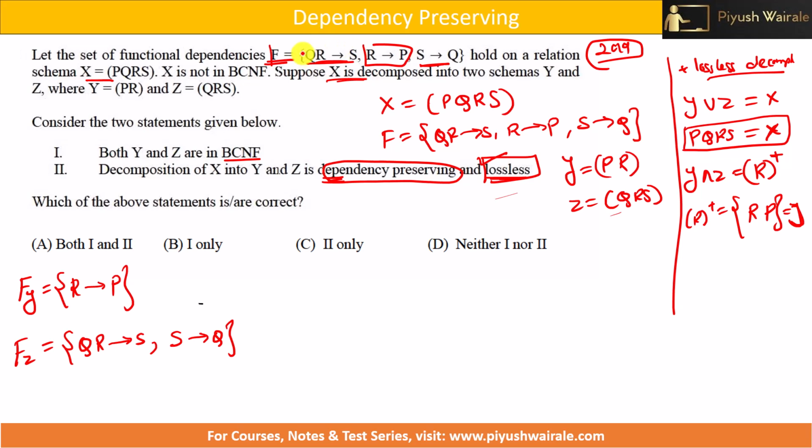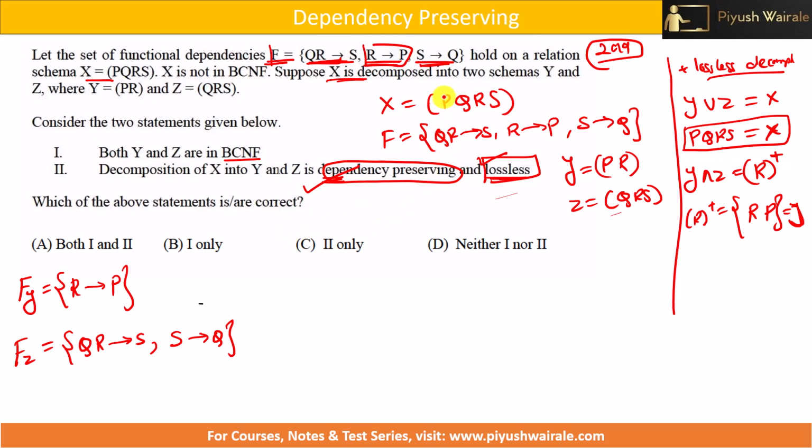So that's it. We have three FDs in the original functional dependency set, and all three FDs are getting preserved in FY and FZ. So there is no FD remaining to check for dependency preserving. All FDs are getting preserved here. It means the decomposition of X into Y and Z is dependency preserving and lossless as well. All the FDs in the original F are getting preserved in the decomposed FDs, FY and FZ. So our decomposition is dependency preserving.